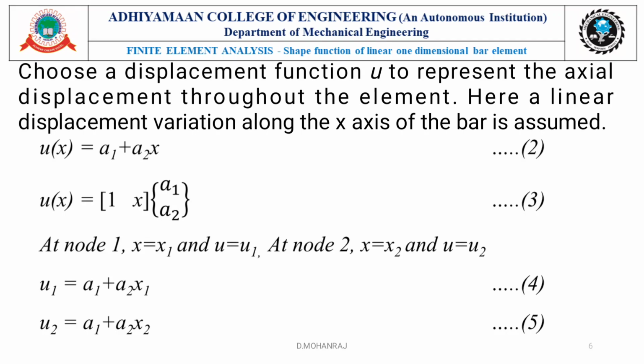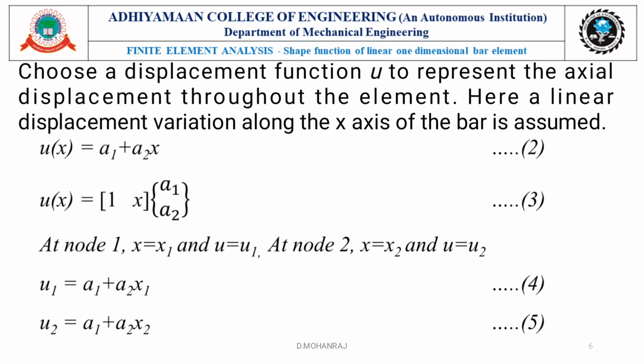We name it equation 2, and if we write this equation 2 in matrix form, we get u of x is equal to [1 x] times [a1 a2], that is a row matrix and a column matrix with the orders 1 cross 2 and 2 cross 1. Now at node 1, x is represented as x1 and u is represented as u1. Similarly, at node 2, x is represented as x2 and u is represented as u2.